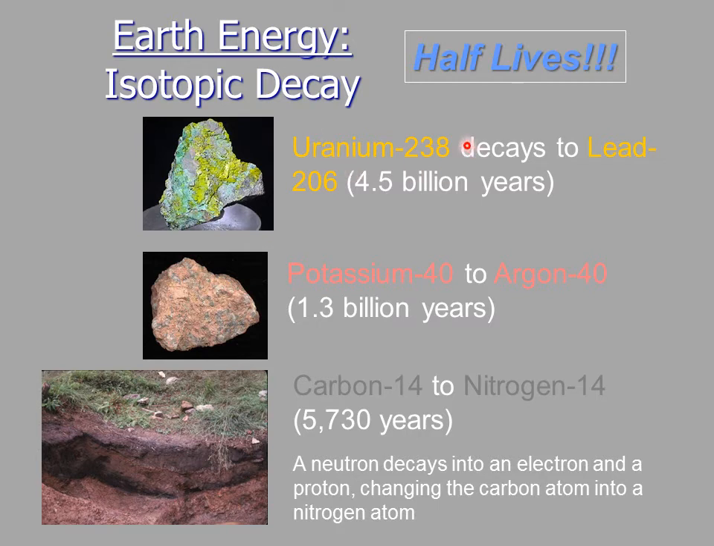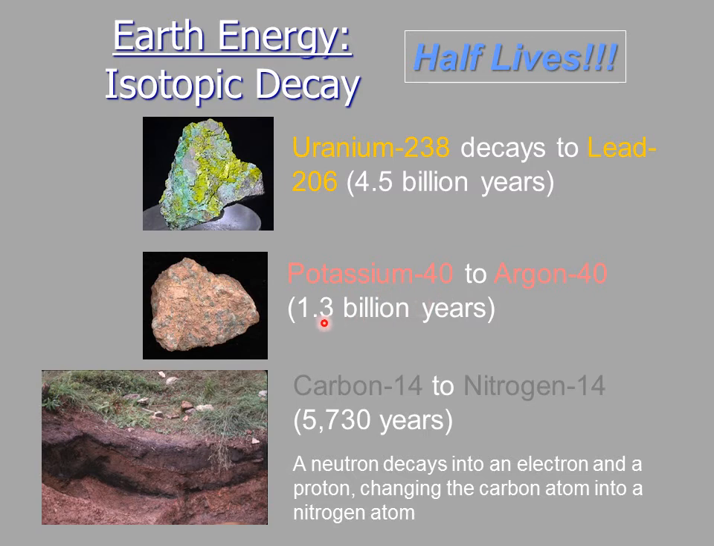So here's uranium-238, which decays to lead-206. It breaks down eventually to lead-206. It takes 4.5 billion years to do that. That's a half-life. That's the time it takes for, like, 5 grams to decay to where you have 2.5 grams of uranium-238 and 2.5 grams of lead-206.